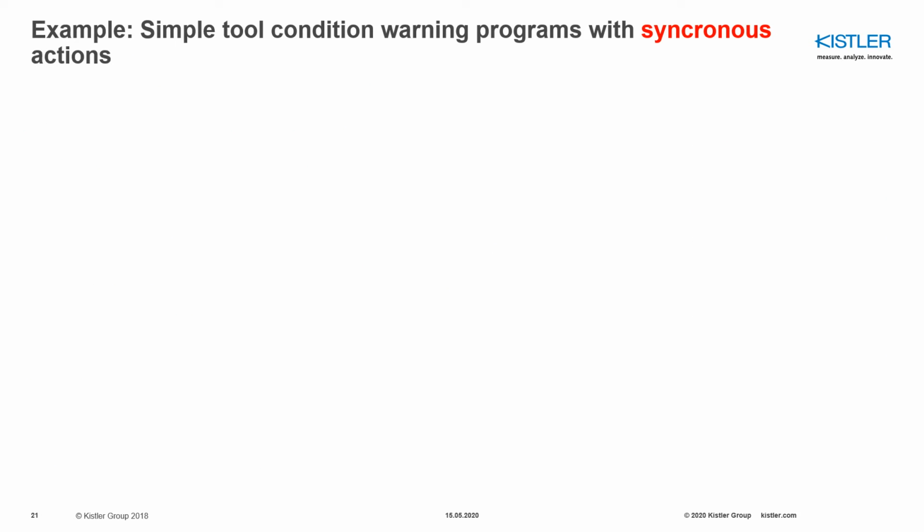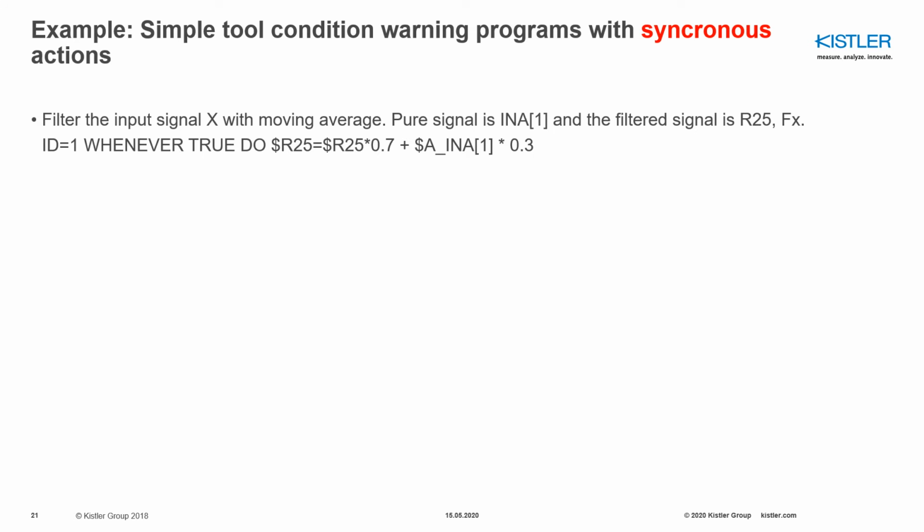And now it's time to make some programming. This is only one example of how you can utilize synchronous actions. It's an advanced programming language in the NC. What we do is first start filtering the input signal, which was, if you remember, input 1. Now we dedicate it as fx and assign it to parameter R25. With this equation here, we are doing filtering and a moving average. The smaller the value, the stronger the filter is.